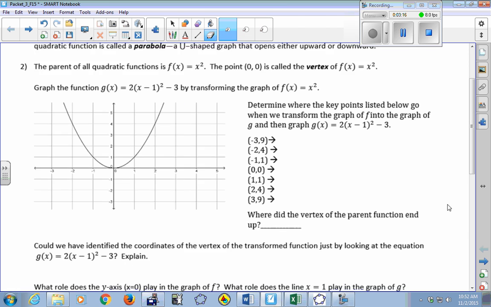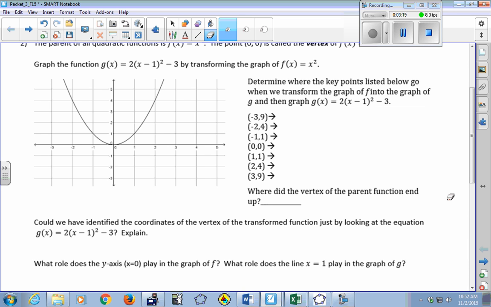Most of you were working for a while on transforming our parent function, x squared, which is f, here's our picture of f, into this new function g. And we know that g tells us that we have a vertical stretch by a factor of 2, a shift right 1 unit, and this tells us we're shifting down 3 units. All right, so right away I can take my vertex, move to the right 1 and down 3, and this is now my new vertex.